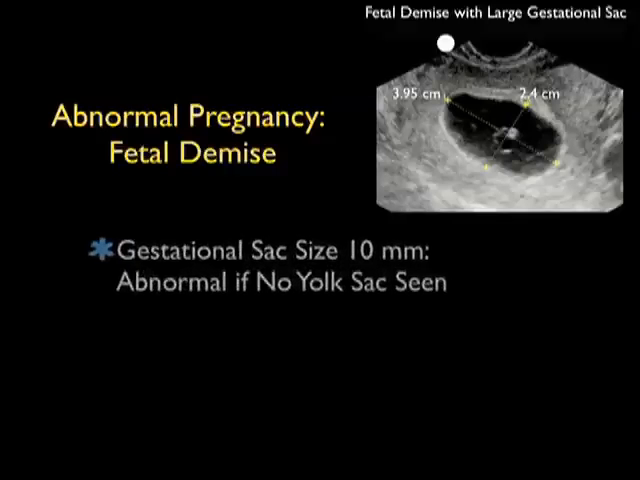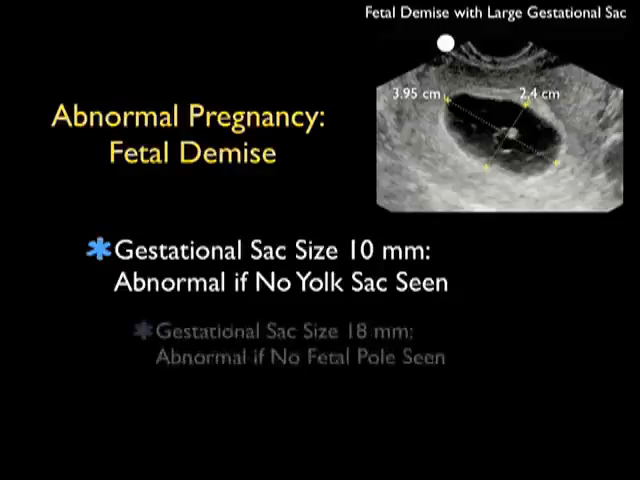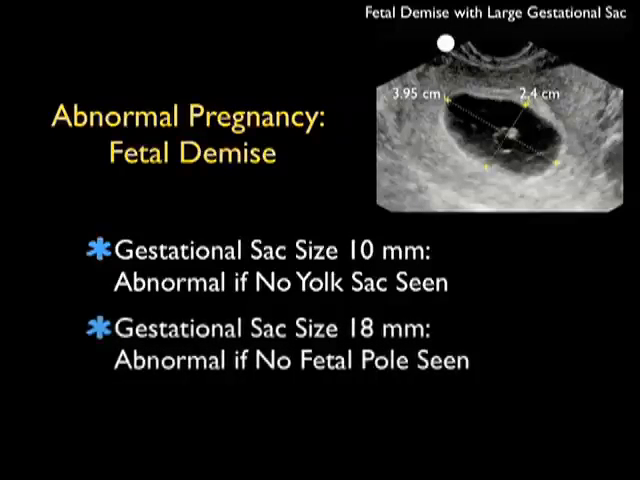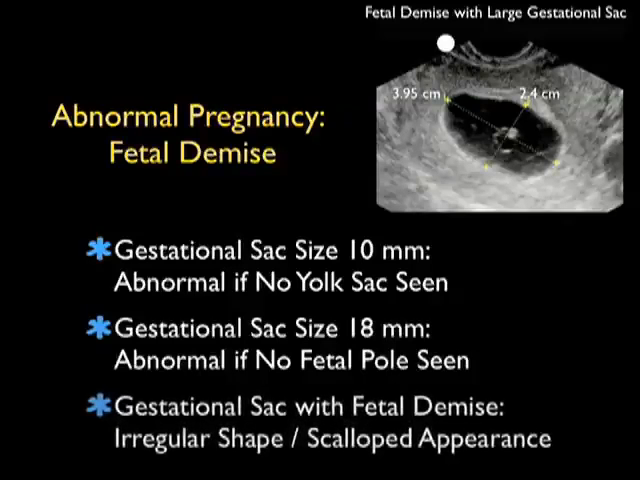While fortunately most pregnancies have a successful outcome, unfortunately there are going to be some abnormal pregnancies that we'll see in the emergency department consistent with fetal demise. Some of the measurements we'll use to determine abnormal pregnancy with fetal demise is a very large gestational sac greater than 10 millimeters if no yolk sac is seen.